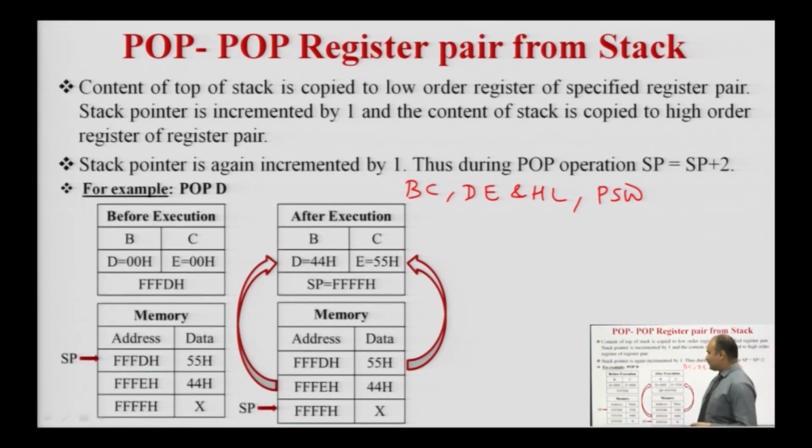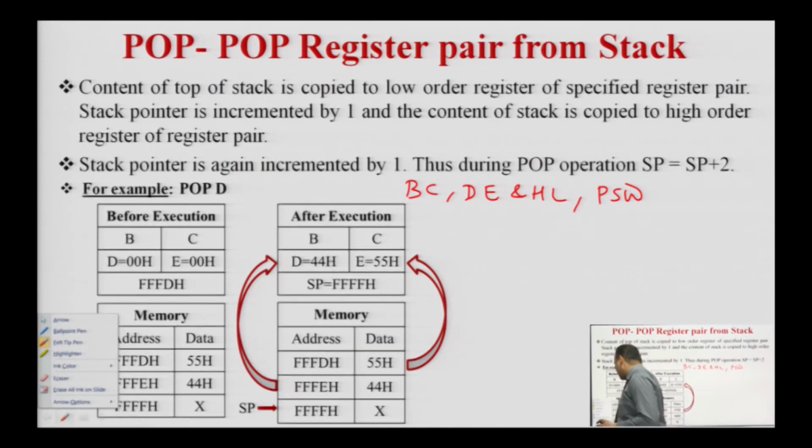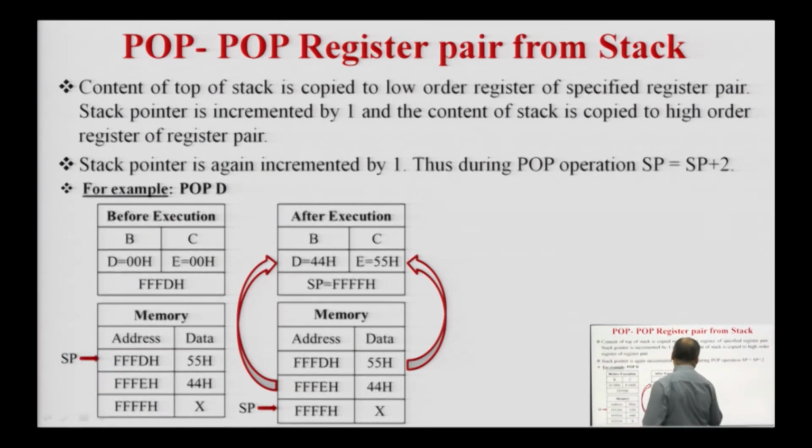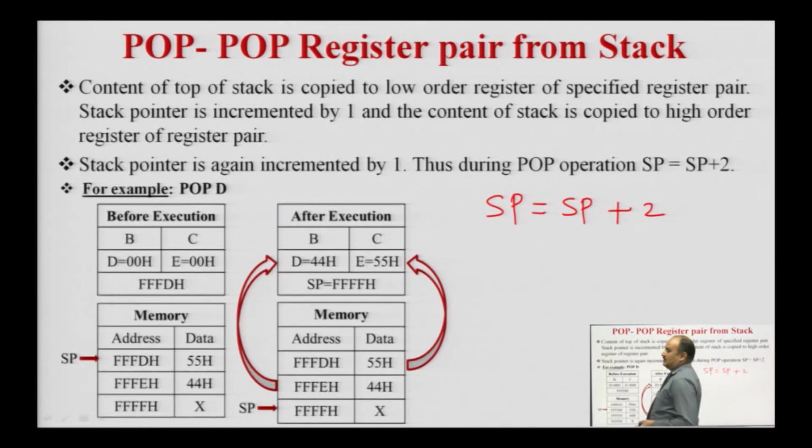So, whenever the microprocessor executes this pop instruction, the content of the stack pointer becomes SP = SP + 2. So, this is the status of the stack pointer after the execution of the pop instruction. For example, the instruction is POP D.